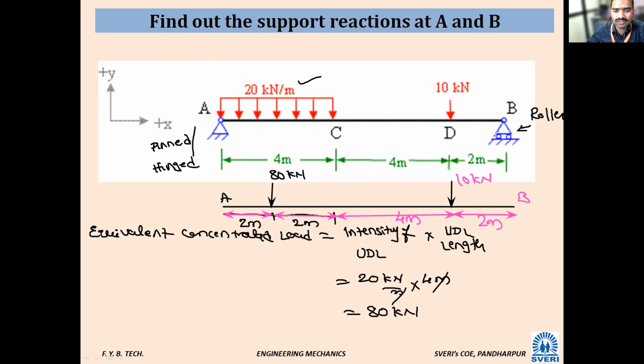Okay, this point B is roller. So for the roller, how many reactions are there? One reaction. Only one reaction. Okay, this is the reaction.